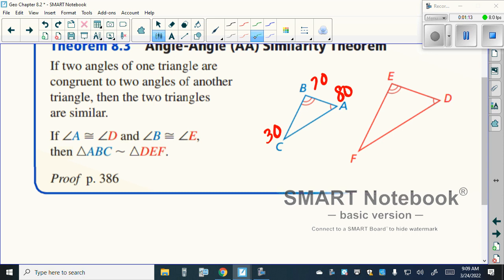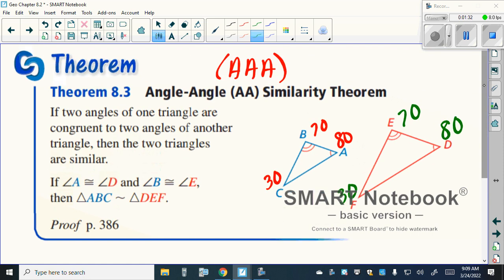Okay, well, E is the same as B. Angle D is the same as A. Well, that means F has to be 30. Because if two angles in one triangle are congruent to two angles in another, well, the third angles have to be congruent. So we don't necessarily need three angles, because as long as we have two, we know the third has to be congruent.